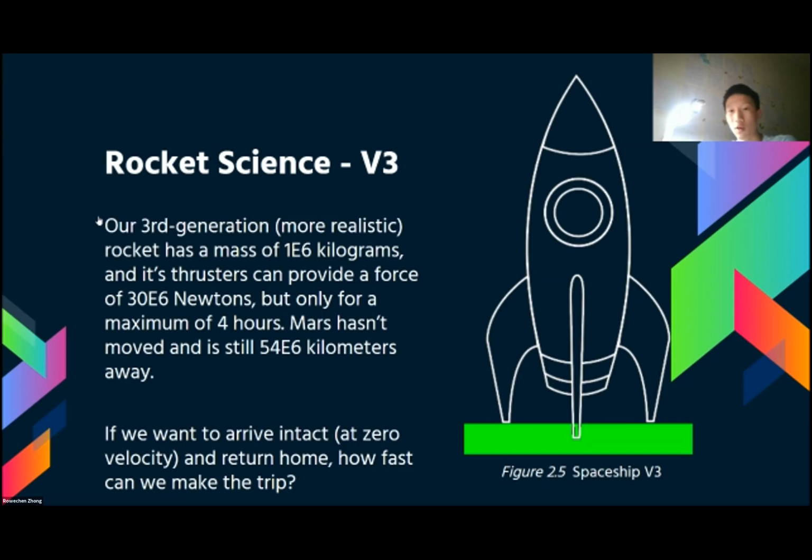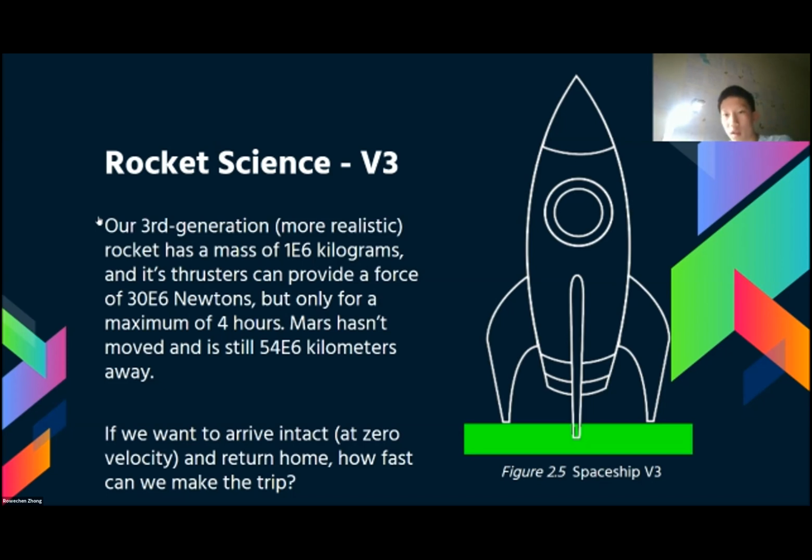If we want to arrive intact, what does that mean? We want to arrive at 0 velocity. We do not want to arrive at 1.8 million meters per second. We also want to return home. We don't want to be like the first version of the rocket where we got stranded in space. So we've got to conserve fuel for the time that we come back. How fast can we make the round trip?